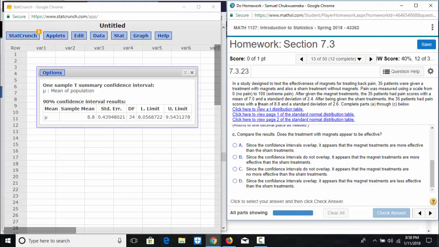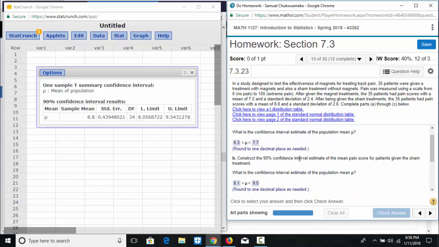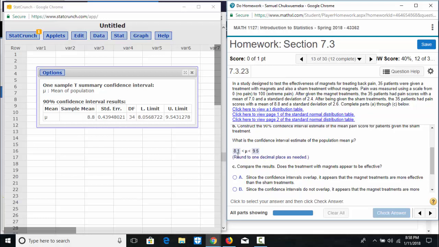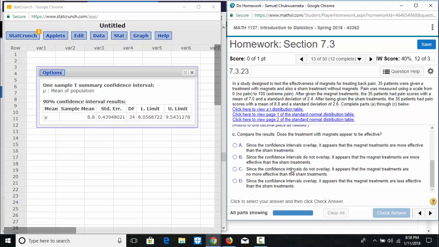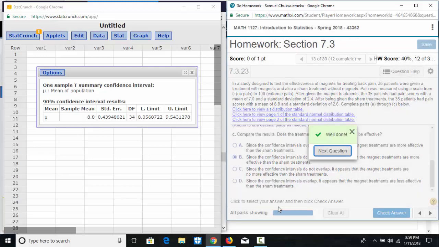0 is no pain, 100 is extreme pain. Okay, you look at the population mean here, 6.3 and 7.7. That is really reduced pain. And without the treatment is 8.1 to 9.5. That is bigger. So looks like those with the magnet treatment reduced the pain. So I will go with B. Okay, magnet treatments are more effective than the sham treatments.